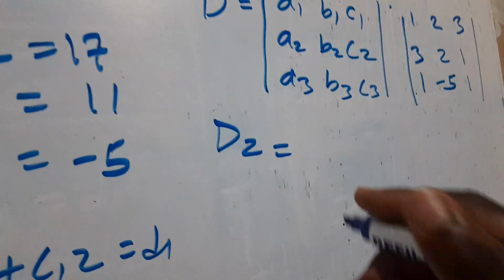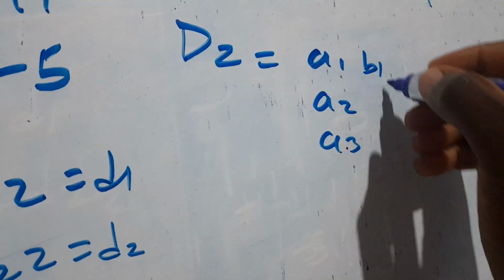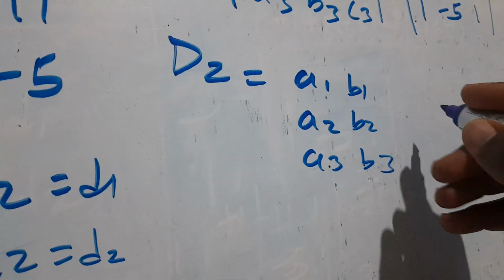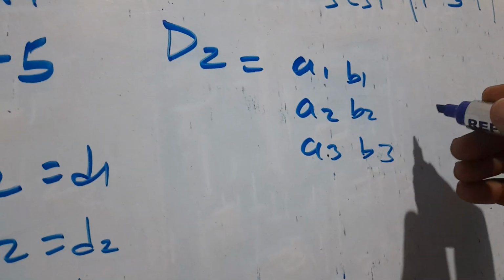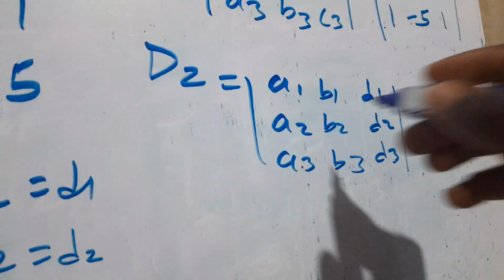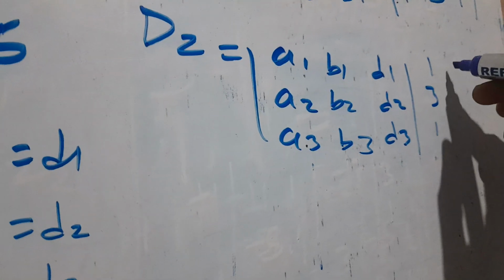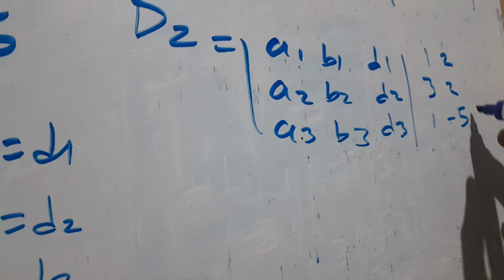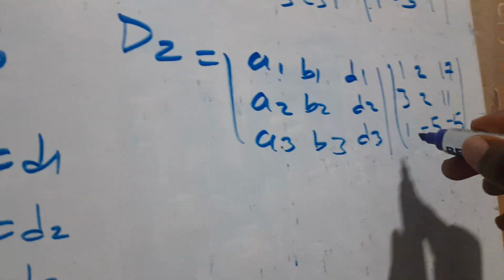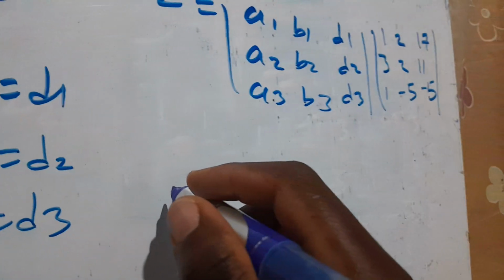In finding dz, our a1, a2, a3, b1, b2, b3 will remain the same. c1, c2, c3 will change, and we'll have d1, d2, d3. That is a1 is 1, 3, 1, 2, 2, -5, 17, 11, -5. If you express that one, we find the determinant of our 3 by 3 matrix.